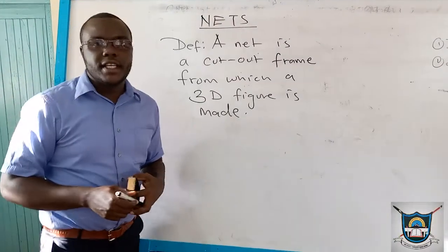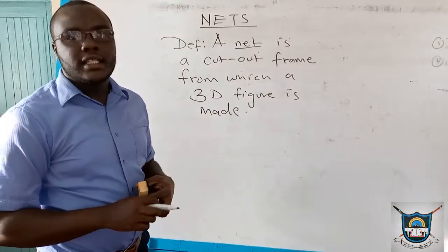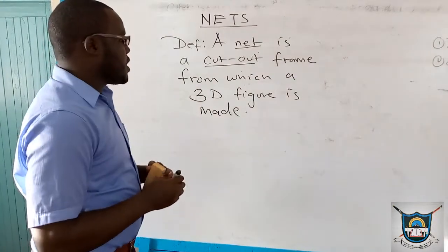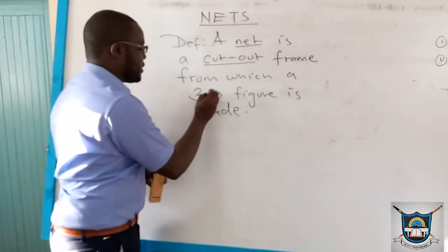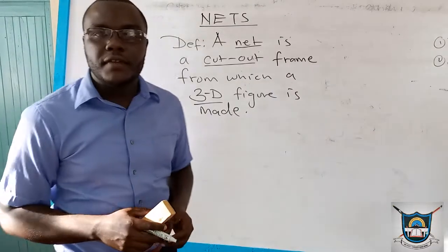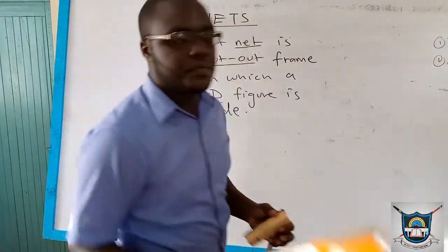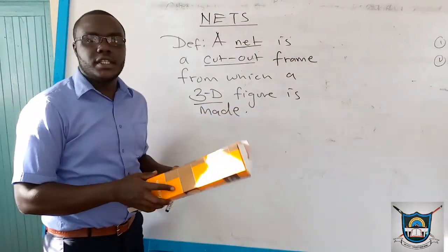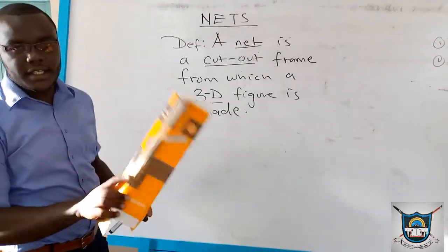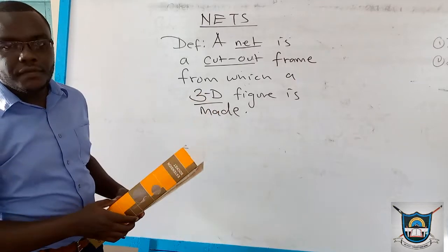We can define a net as a cutout frame from which a three-dimensional figure is made. With me, I have an example. I am holding a carton that has been made by a manufacturer, and this is a three-dimensional figure.